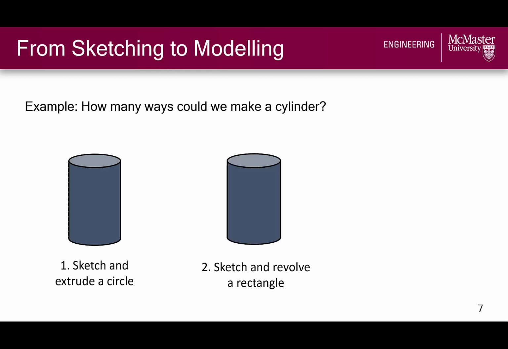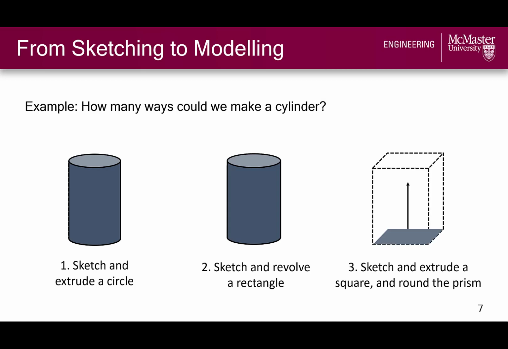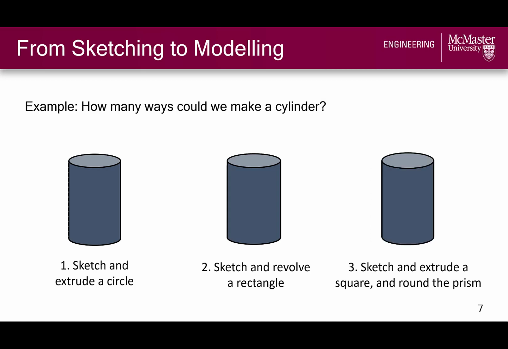And our third option could be to start with a 2D sketch of a square, to extrude it out to get a prism, and then we could round the edges of the prism to yet again obtain a cylinder. This last option probably isn't the best because it requires the most work, namely because our initial base profile of the square really isn't as descriptive as it could be.